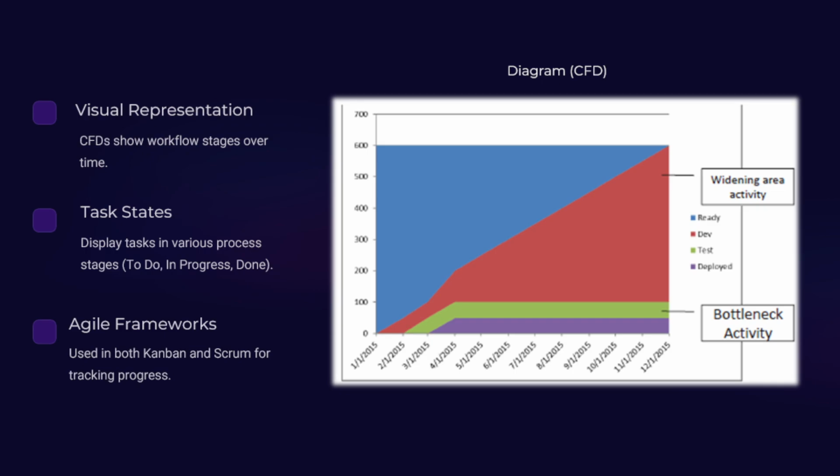And again, the components that we have discussed here: the x-axis of the CFD represents time, where the y-axis shows the cumulative number of tasks in the system. And the diagram is divided into color bands that represent different workflow states, such as the backlog, which in our case is ready. We also have development, testing, and done, which in our case is the deployed one. These components collectively provide a comprehensive view of the work in progress.